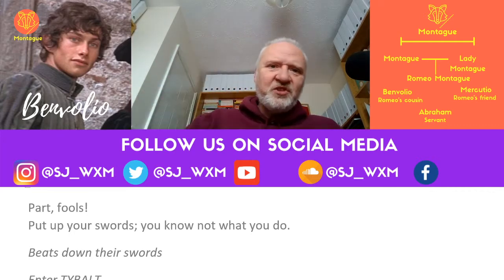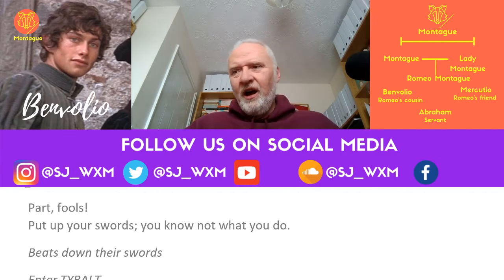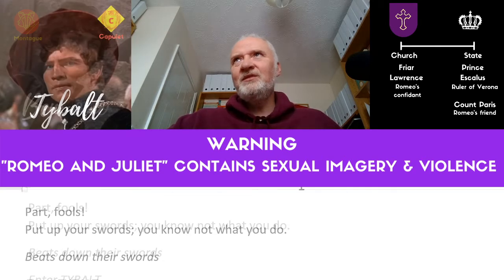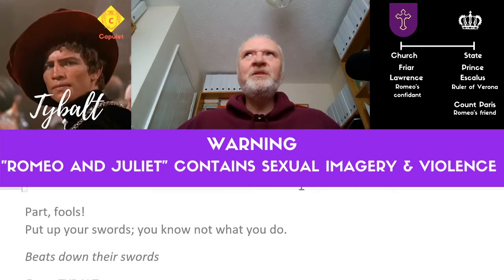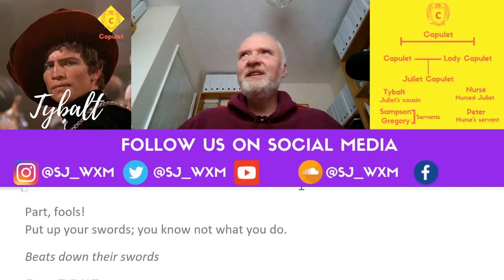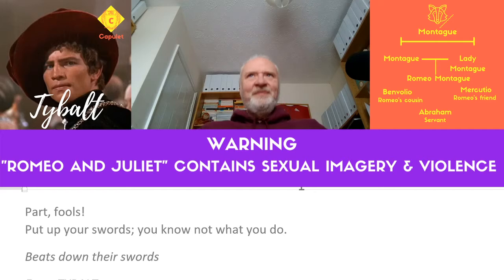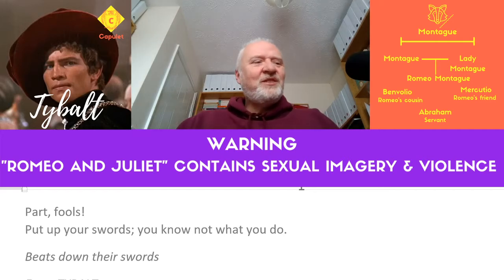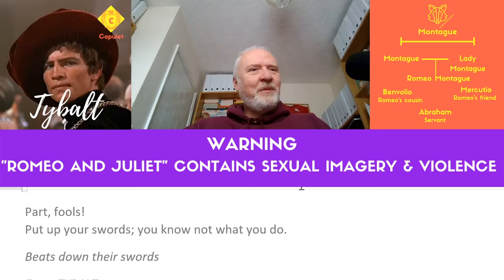And he beats down their swords with his sword. Unfortunately, here comes the coolest character in the whole play. Tybalt. He's not coming up there, he is. Tybalt's a psychopath, despite the excellent felt hat he's wearing there. He is an absolute stone-cold psycho. So, he isn't going to keep the peace at all.